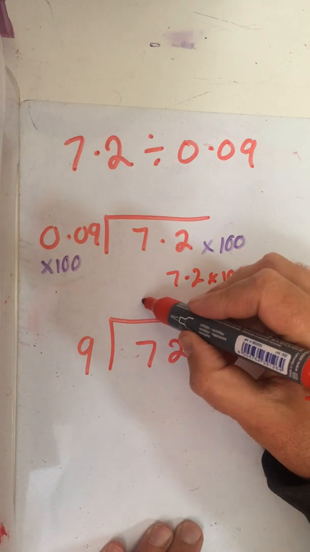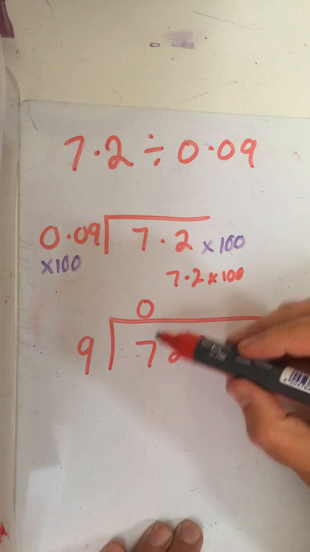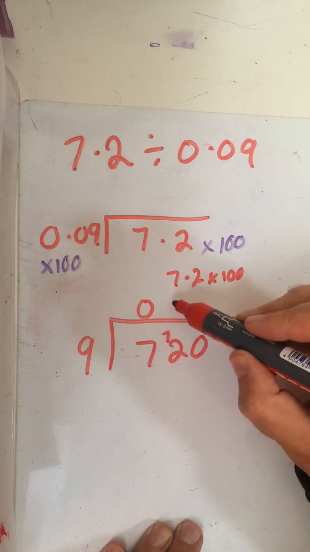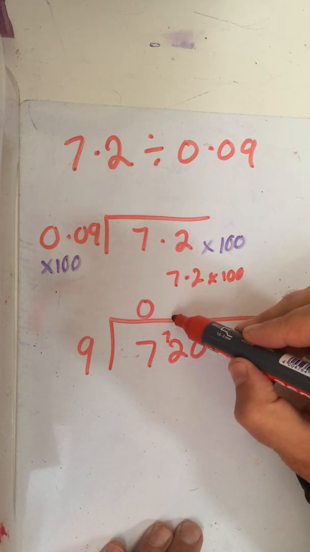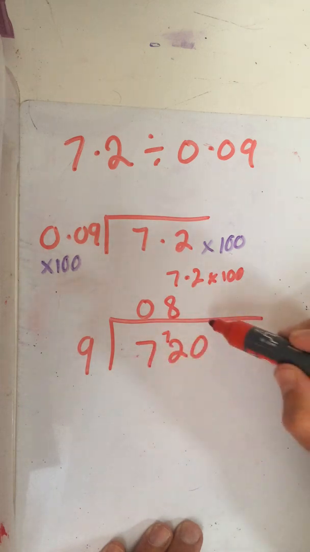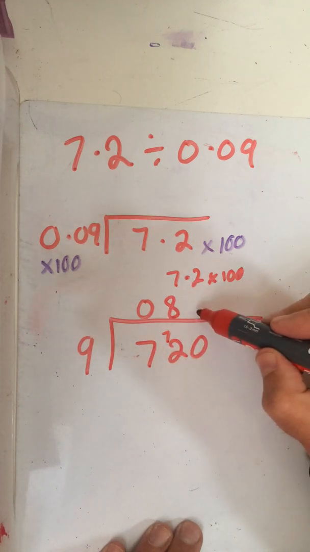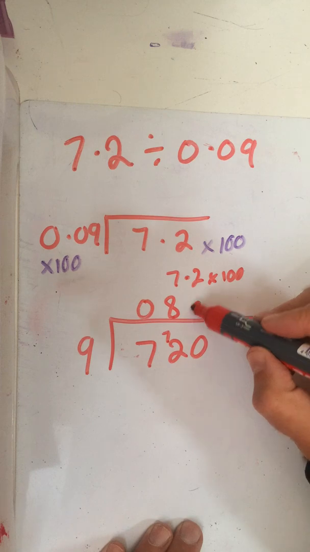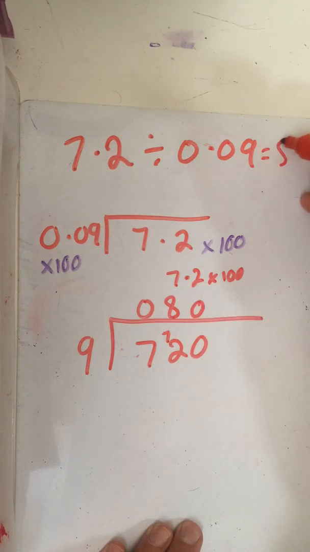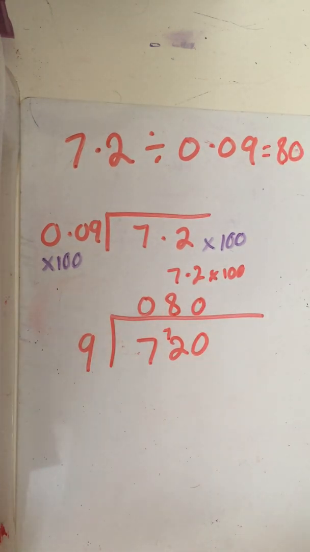How many 9's in 7? 0. Okay, carry the 7. 8 9's are 72, and now, how many 9's in 0? 80. So the answer to this question is 80. I don't have to do anything else. I don't have to change anything back.